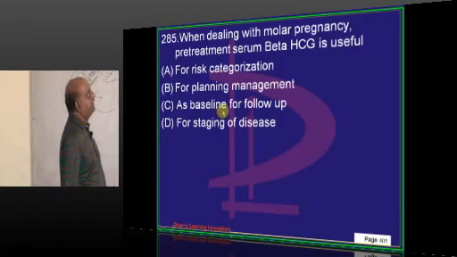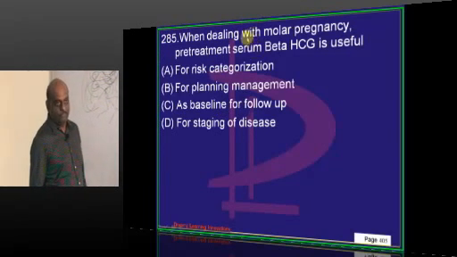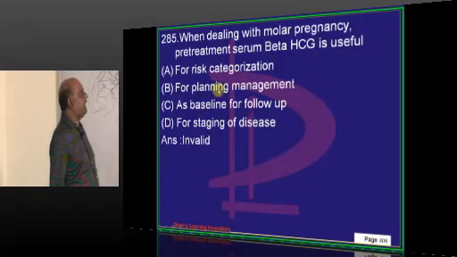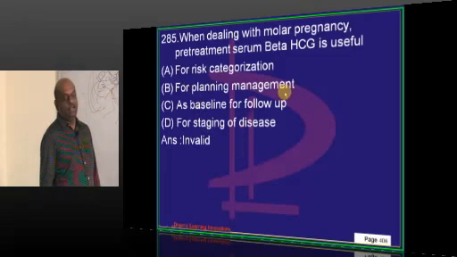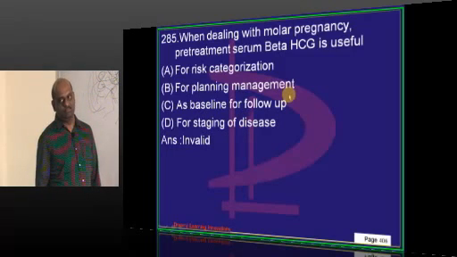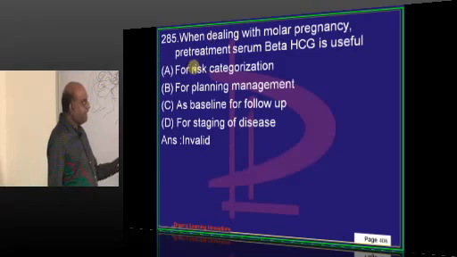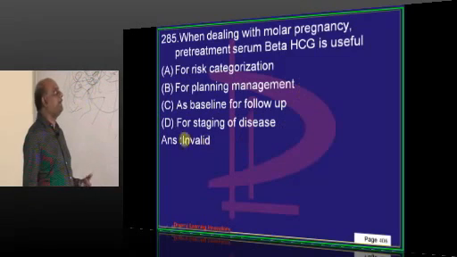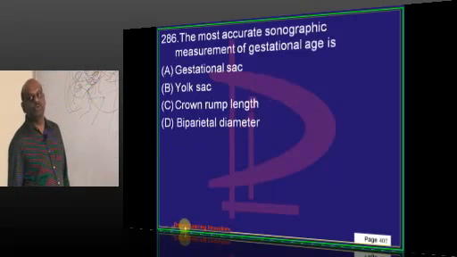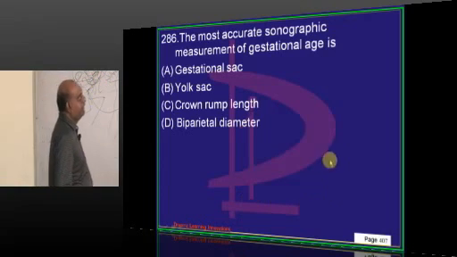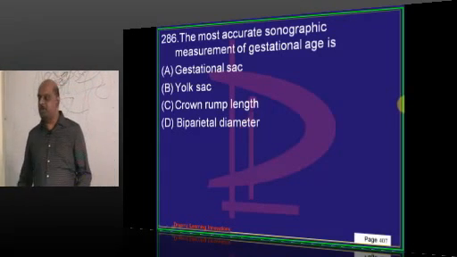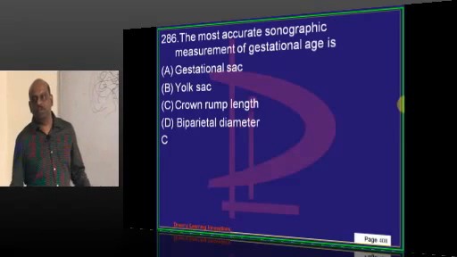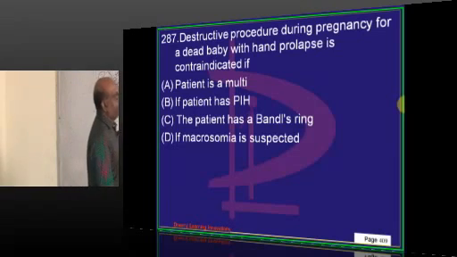Whenever you are dealing with molar pregnancy, what is the importance of the pre-treatment beta HCG value? Actually in this question, all 4 are right responses. It can be used for risk categorization, baseline for follow-up, planning management, staging, everything is true. So one more error. What is the most common sonographic measurement to assess the gestational age? It is the CRL, which is the most consistent and reliable marker.